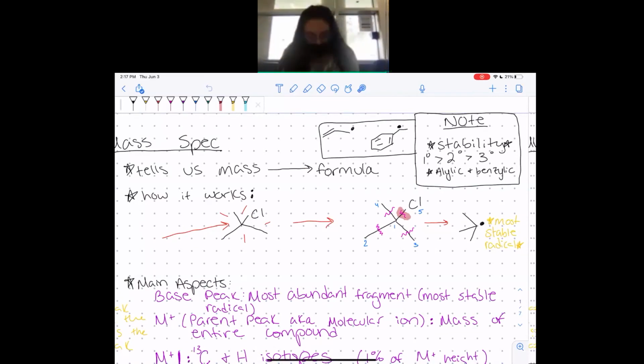And in this case, I'm showing you the most stable radical. And so in order to get the most stable radical, we are going to cut off the chlorine. And the reason is, if we cut off the chlorine, we end up with a tertiary radical. And we know that tertiary radicals are the most stable. And it's written up here just for clarification. And don't worry about allylic and benzylic yet, but we're going to talk about it in the chapters to come. So the most stable radical is the more substituted one.